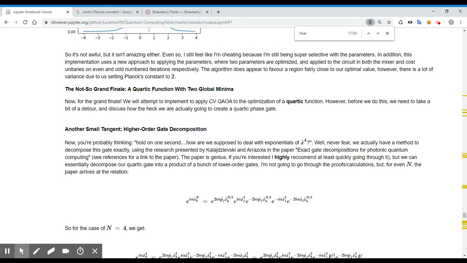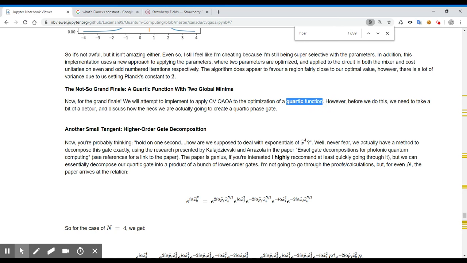The not so grand finale, a quartic function with two global minima. Now for the grand finale, we will attempt to apply CVQA to the optimization of a quartic function. However, before we do this, we need to take a bit of a detour to discuss how we're actually going to create a quartic phase gate. What is a quartic function?